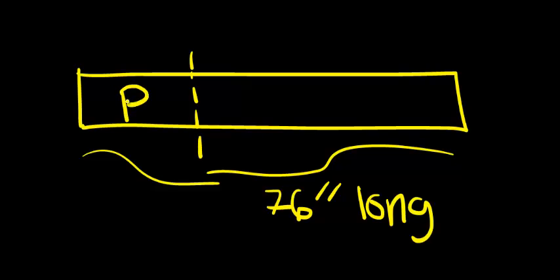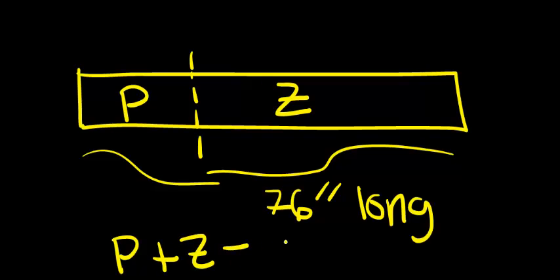So I'm going to let one piece be P, since I don't know how long it is, and the other piece is Z. So from this visual, I can see that my piece P plus my piece Z has to be 76. And don't worry about your units of measure. When you're doing this, we can add those back in later. So now that I've got a visual, let's go ahead and actually define our terms.